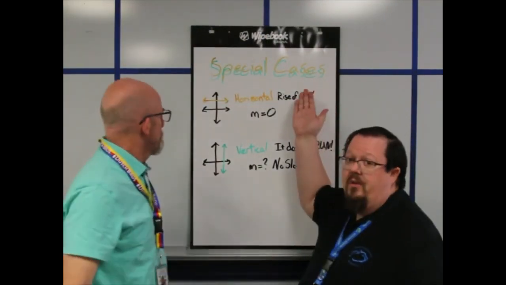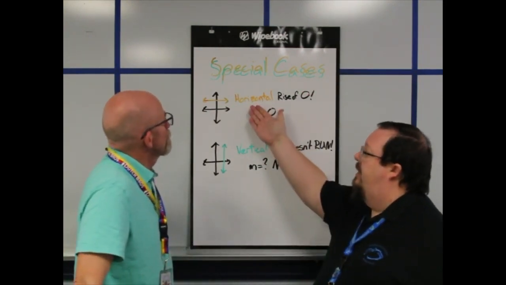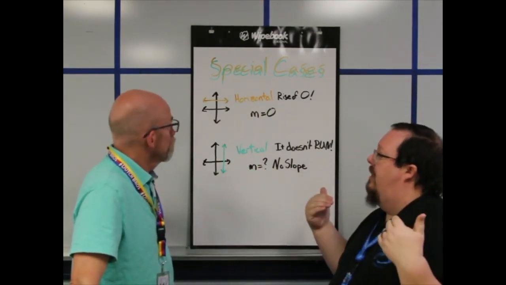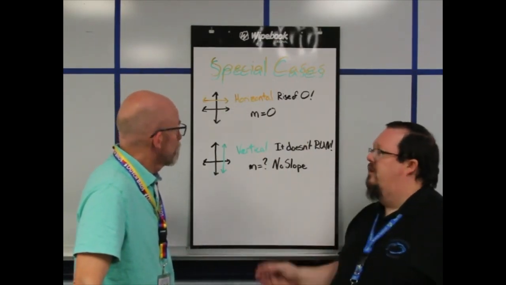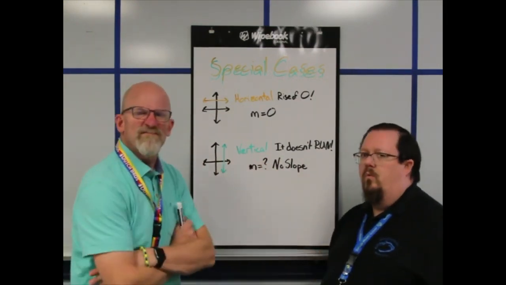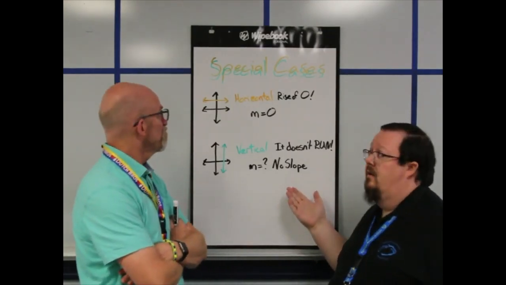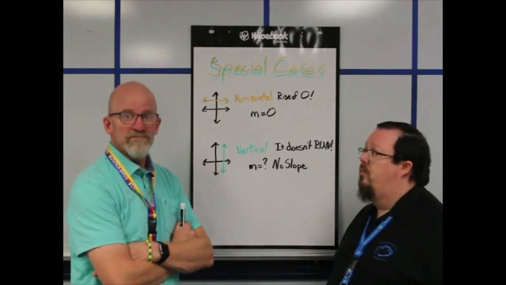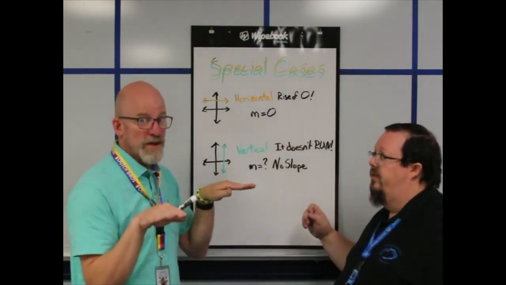Some funky special cases. You might get caught off guard if you run into these. A horizontal line: rise 0, run anything. 0 divided by anything is 0. Zero slope. But that's different than a vertical line. Rise anything, run 0. What's its slope? What's its m value? It doesn't have one. The answer to what is the slope is no. There is no slope. No is different than 0. This is 0, this is no slope.